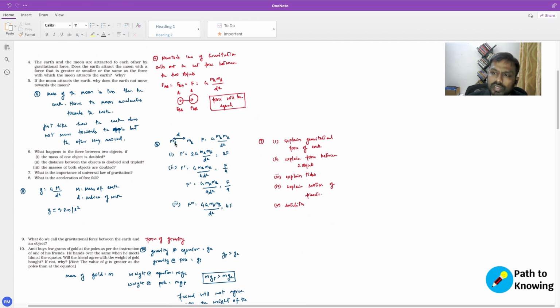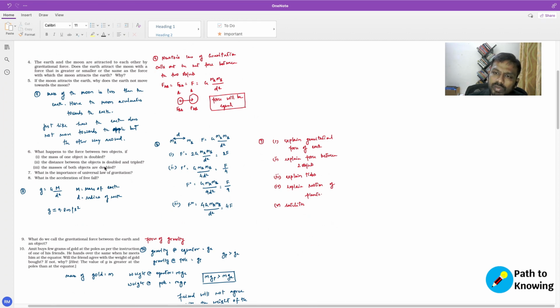So let's consider the two objects to be A and B, and they are separated by distance d, right? So the force between them is equated to G times ma times mb by d squared. So when the mass of one of the objects is doubled, let's consider ma is doubled to 2ma, which means that the new force F prime will become 2 times the original force. So when the mass of one object is doubled, the force is also doubled.